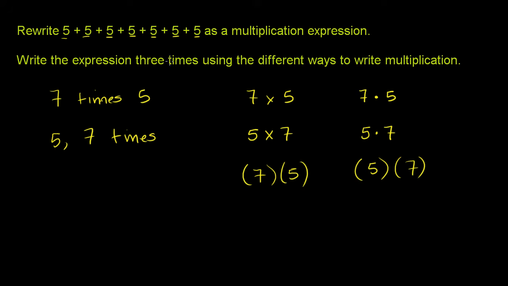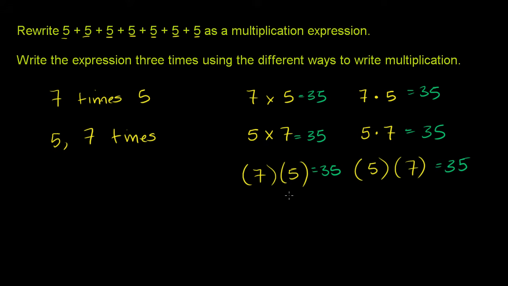And since we've worked with it so much, let's just figure out the answer. So if we add up 5 to itself 7 times, what do we get? Well, 5 plus 5 is 10. 10 plus 5 is 15. Plus 5 is 20. Plus 5 is 25. Plus 5 is 30. Plus 5 is 35. So all of these evaluate to 35. All of these evaluate to 35. Just so you see that they're the same thing. These are all equivalent to 35.